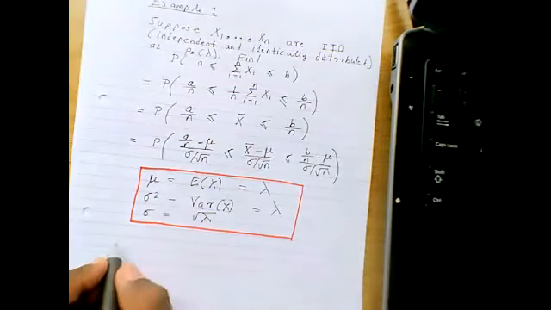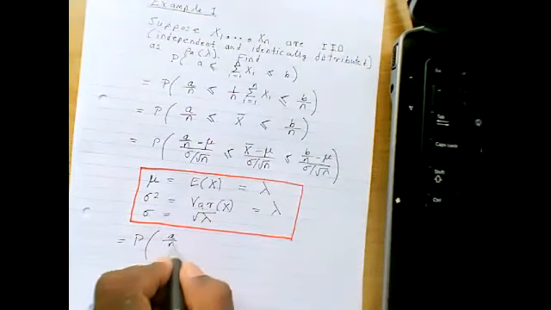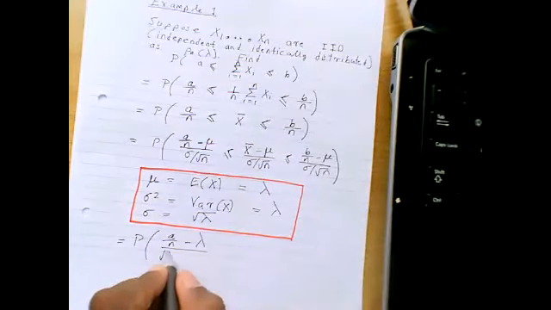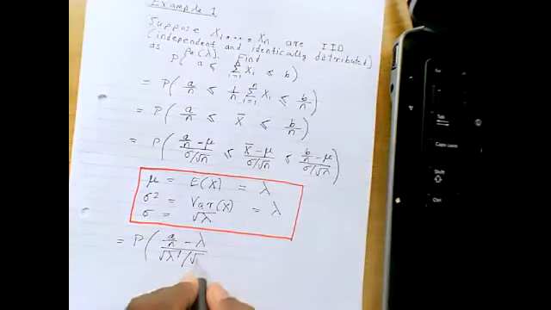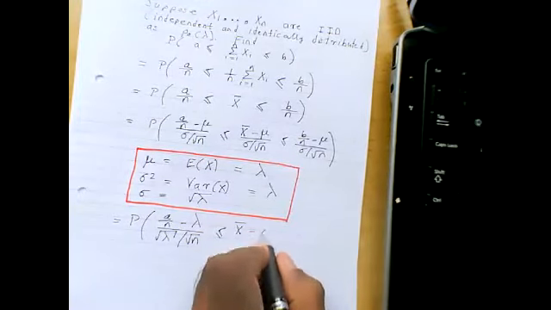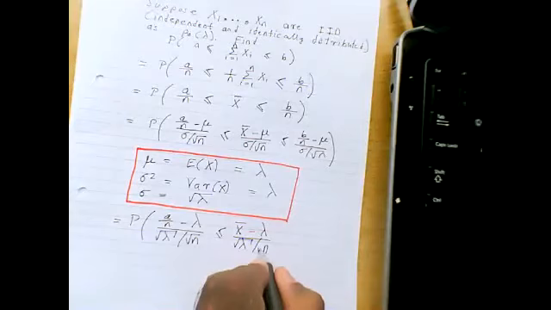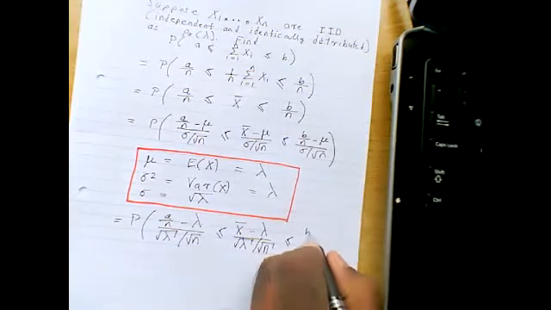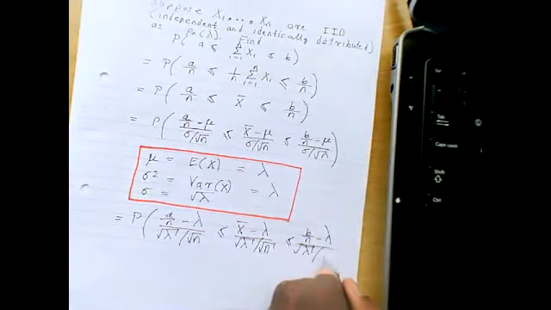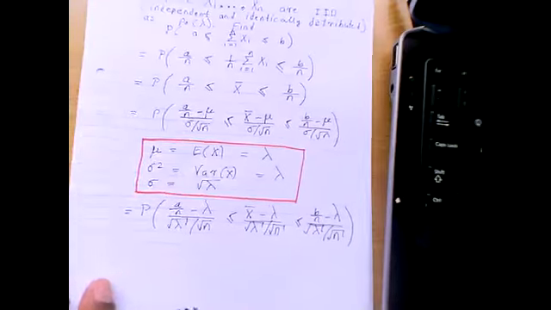Okay, now what I'm going to do is replace the mu and the sigma by lambda. So sigma is going to be square root of lambda, by the way. So it's square root of n. All right, you follow me, guys? Please let me know if you're done.